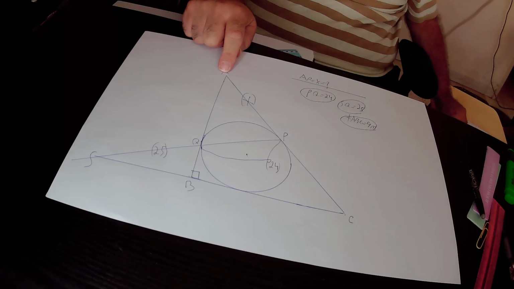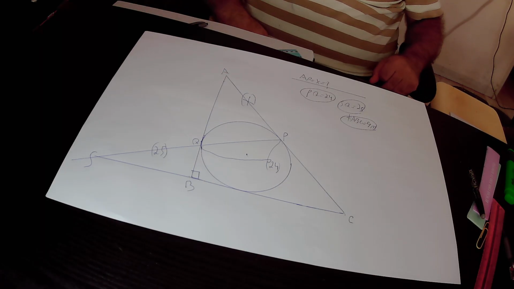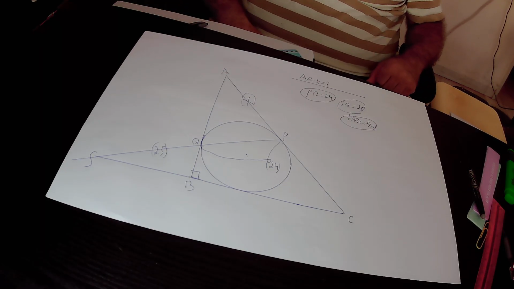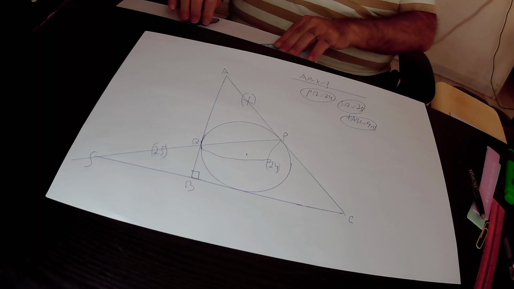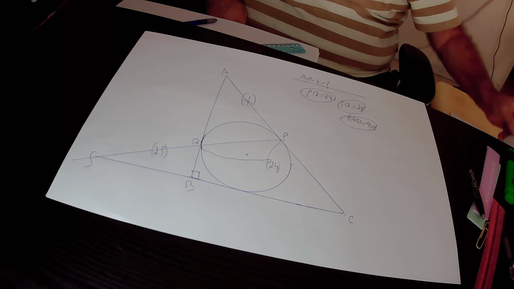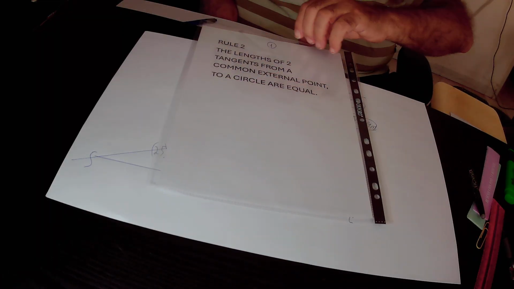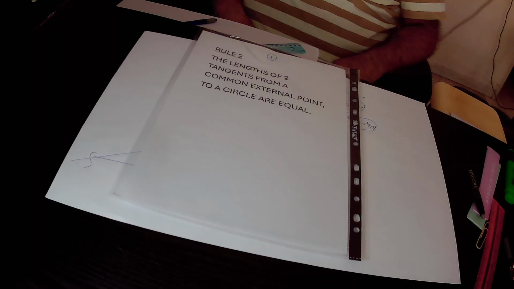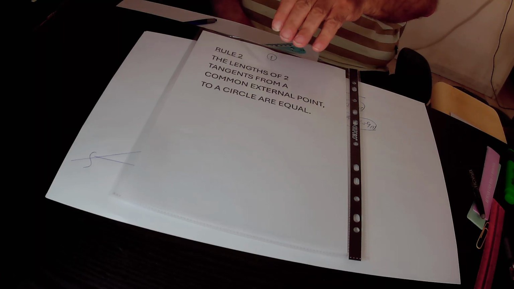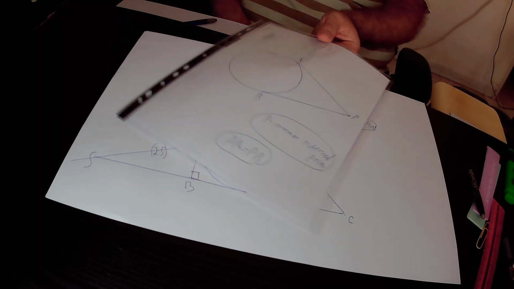So first of all, we can implement rule 2 in our drawing. Let me repeat quickly rule 2. According to rule 2, the lengths of two tangents from a common external point to a circle are equal.